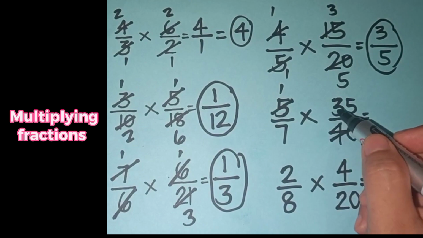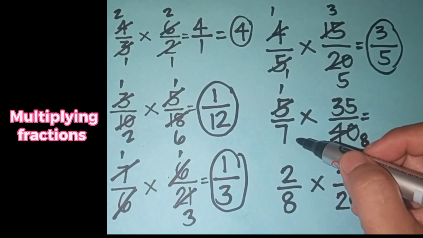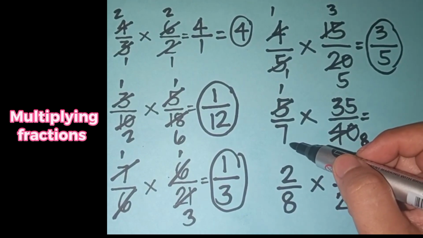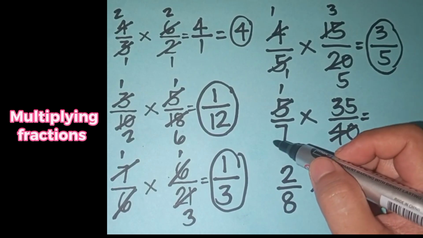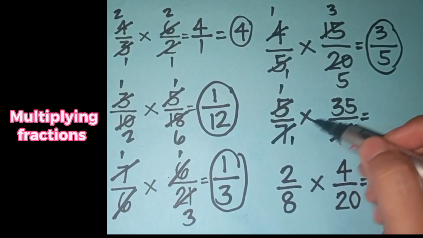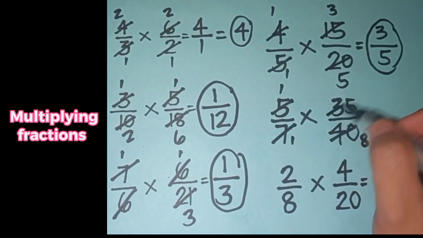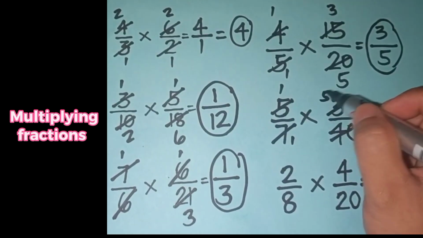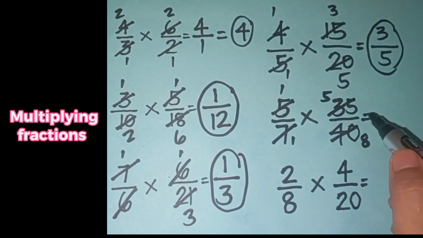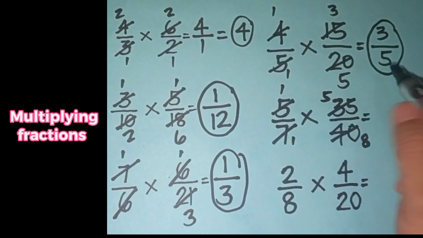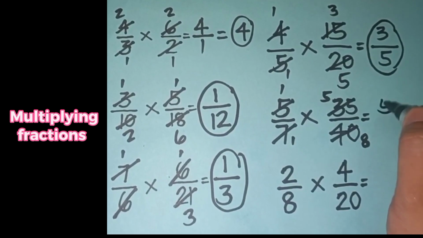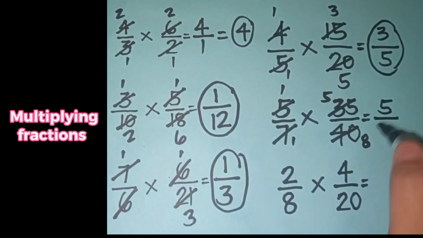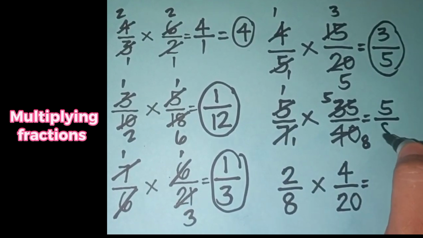And between 7 and 35, what is the GCF? Alright, the GCF is 7. So how many 7 in 7? We have 1. How many 7 in 35? We have 5. Multiply the remaining factors in the numerator and the remaining factors in the denominator. So 1 times 5, so we have 5 over 1 times 8, we have 8.